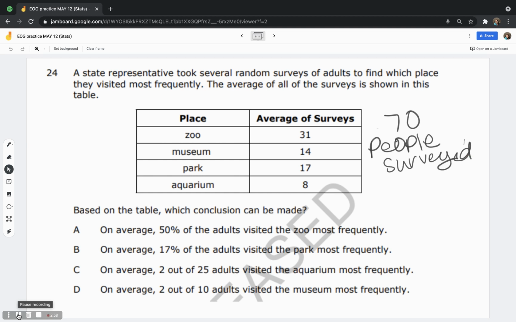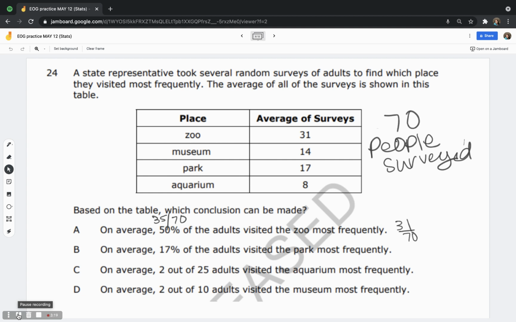So A says on average, 50% of adults visited the zoo. So people who visited the zoo were 31 out of 70. And we want to know if that's equal to 50%. Well, some of you might know that 35 out of 70 is a half, which would be 50%. So 31 out of 70 is not.